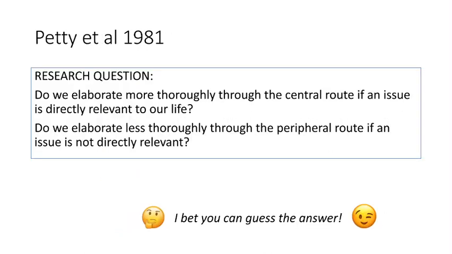Right, let's have a look at this. This is your key study for this particular topic, Petty et al. 1981, and this is a piece of research which is really looking at issues linked to the elaboration likelihood model. So the question that they looked at is, do we elaborate more thoroughly through the central route if an issue is directly relevant? And if it's not directly relevant, do we elaborate less thoroughly through the peripheral route? So it really focused on the elaboration likelihood model.